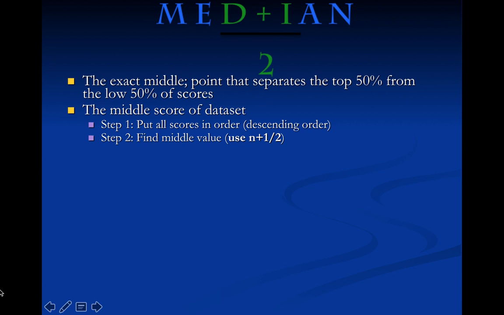How do I find the middle value? I've given you the formula here for finding the location of the median. Very, very important: this formula finds the location of the median, not the median itself. A lot of times people will use the formula and say, oh, the formula gave me a 2.5 or it gave me a 3. Well, that's the location of the median, the third spot, or the 2.5 spot.